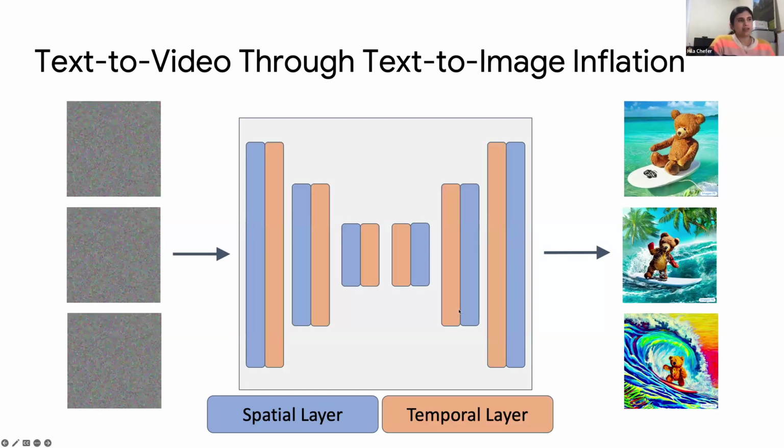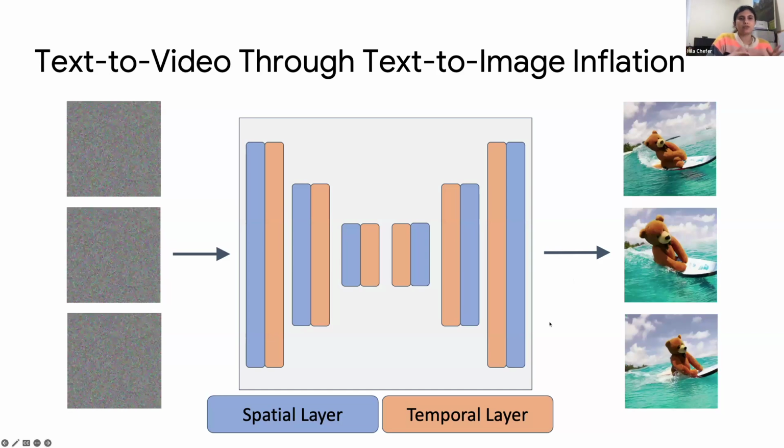The idea behind inflation is very simple. Let's take this model that knows how to generate distinct keyframes and add temporal layers such that these temporal layers will add connections between each one of these unrelated frames. So basically, we leverage the prior learned from the text-to-image model and distill that into video generation with those temporal layers.